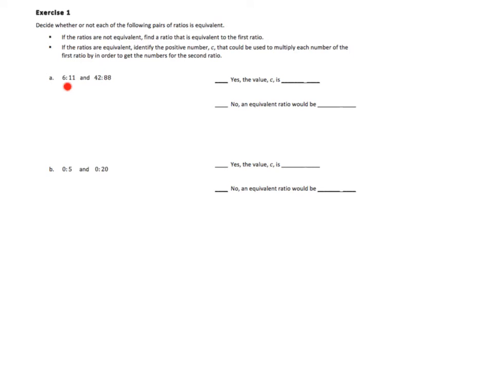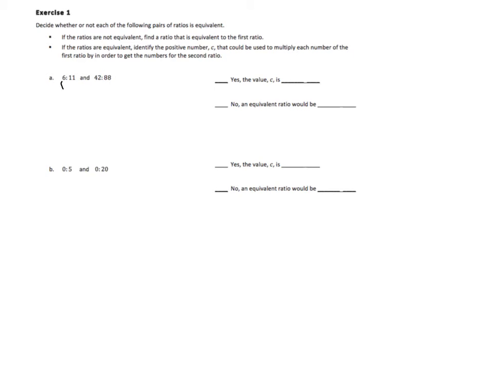So let's look at A. We have 6 to 11 and 42 to 88. It's time to decide, is that equivalent? Well, to make equivalent ratios, you multiply the one number of the first one by the same number as the second one. So you multiply 6 by a number to get 42 and 11 by a number to get 88. If it's the same number, it's equivalent. If they're not, then it's not equivalent.